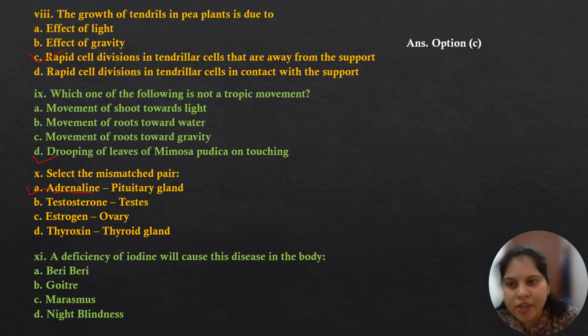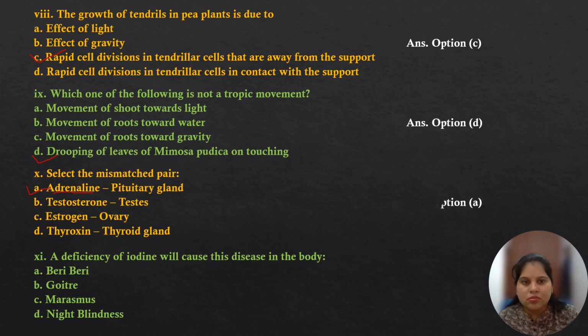So option A will be the correct one. Now, a deficiency of iodine will cause a disease in the body that is known as goiter. Goiter. Deficiency of iodine. Iodine is necessary for the synthesis of the hormone thyroxine, and this hormone is secreted by the thyroid gland. So if there is a deficiency of iodine, then it causes the disease goiter.